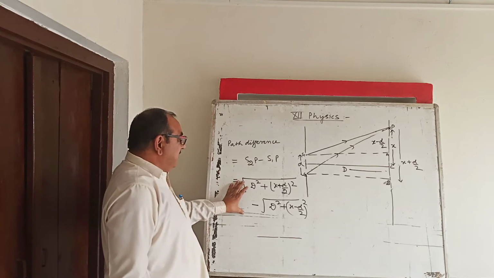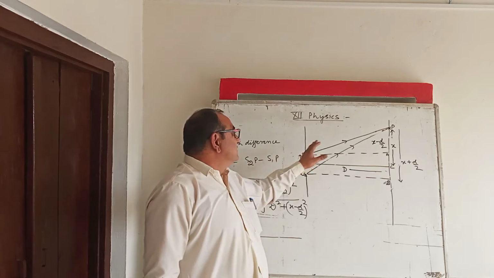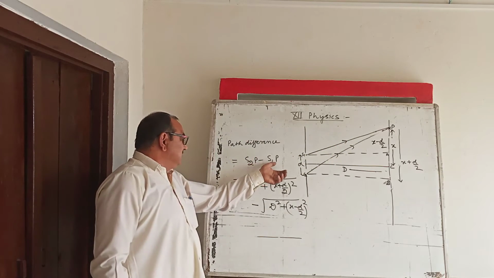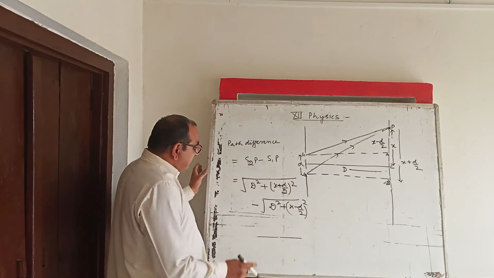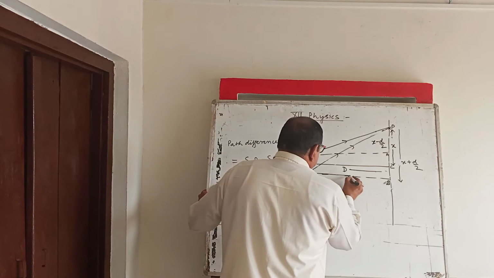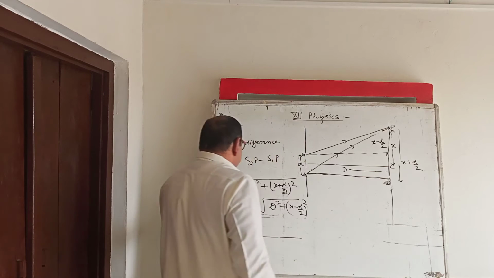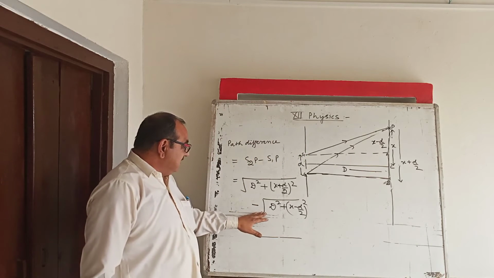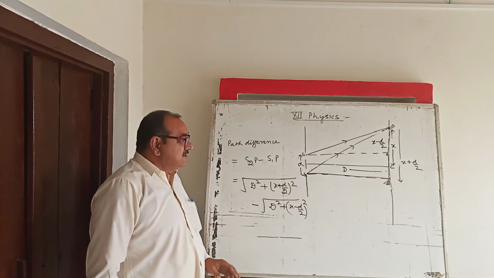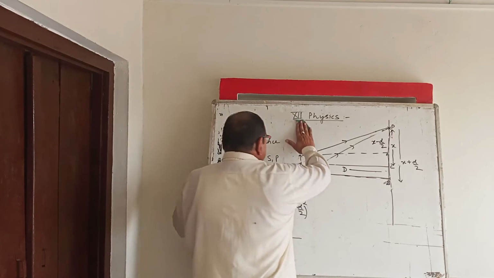This will be the path difference between the rays reaching from S2 to P, that is S2P minus S1P. S2P is the square root of D square plus x plus d by 2 the whole square, and similarly S1P equals the square root of D square plus x minus d by 2 the whole square. Now I calculate it mathematically.